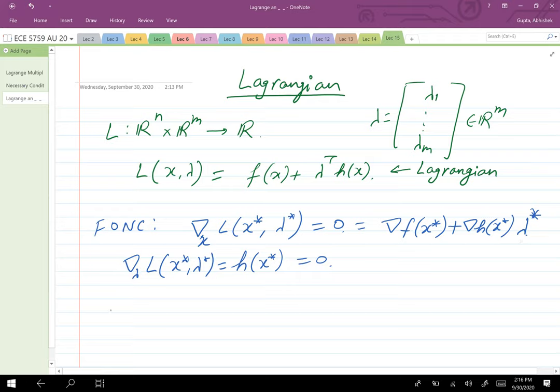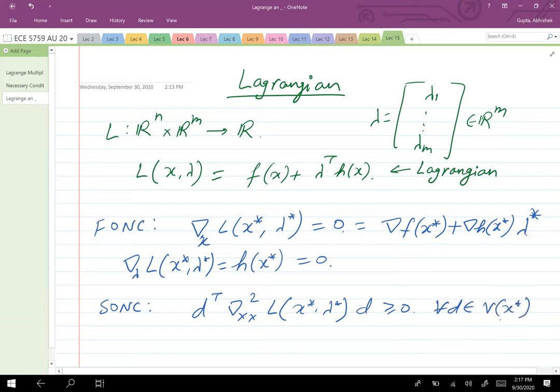So this is the first order necessary condition. And the second order necessary condition would be d transpose times the second derivative only with respect to x of L at x star, lambda star, times d, greater than or equal to zero for all d in V of x star. So by introducing this function L, we can truly simplify the expressions quite a lot. We can just talk about the first derivative of the Lagrangian being equal to zero, and the second derivative of the Lagrangian should satisfy d transpose second derivative d greater than or equal to zero for all first order feasible variations.